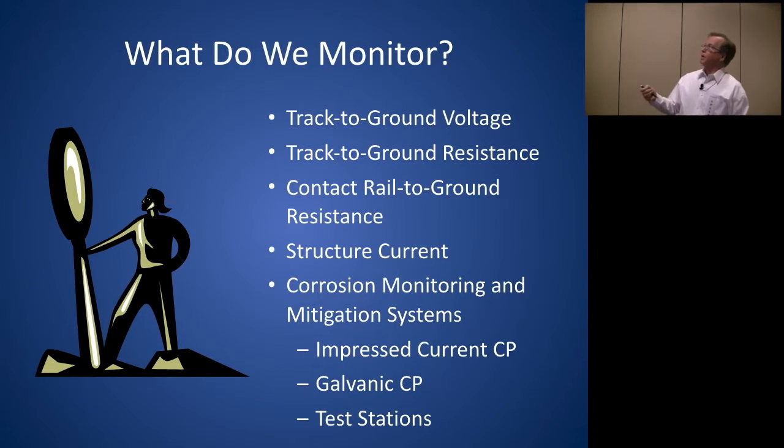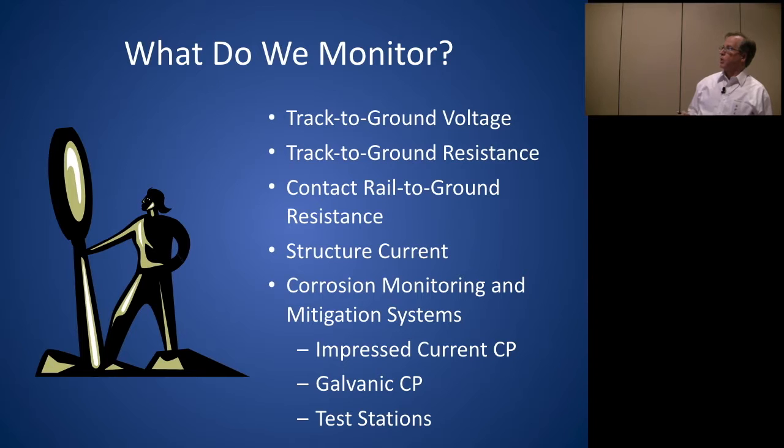So what do we do? We monitor that track to ground voltage like we saw earlier. We go out and test the track to ground resistance. We said like 500 ohms per 1,000 feet. We go out and do a test on that. We test the contact rail or the OCS. We can do that test, to see what the resistance to earth is there.